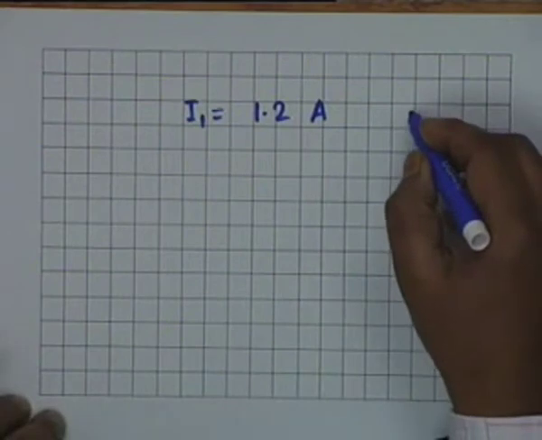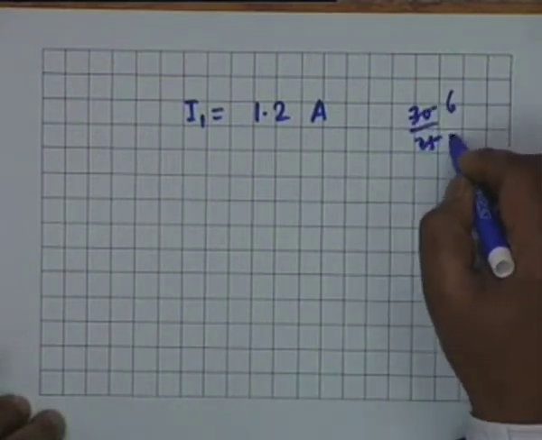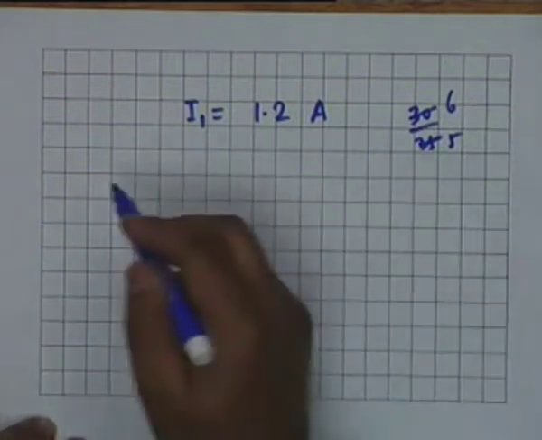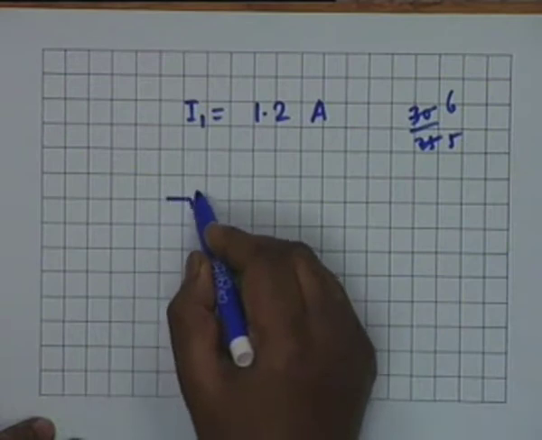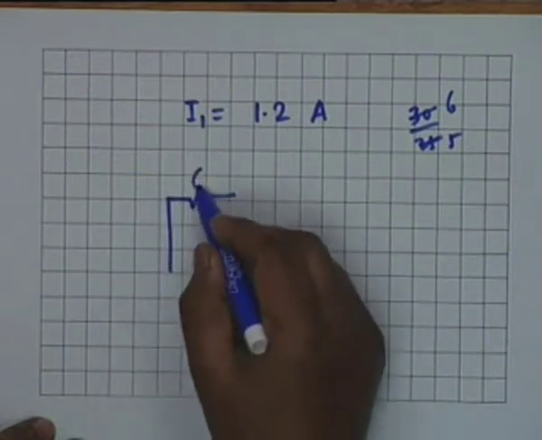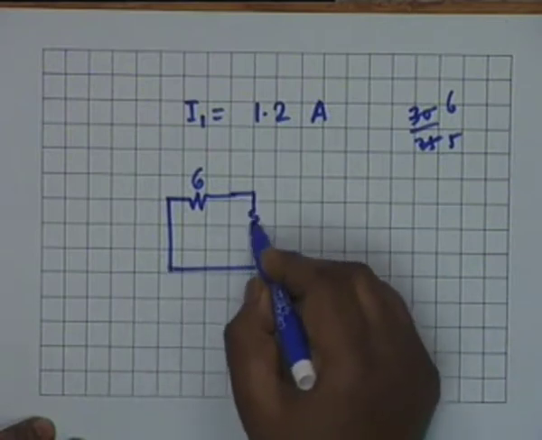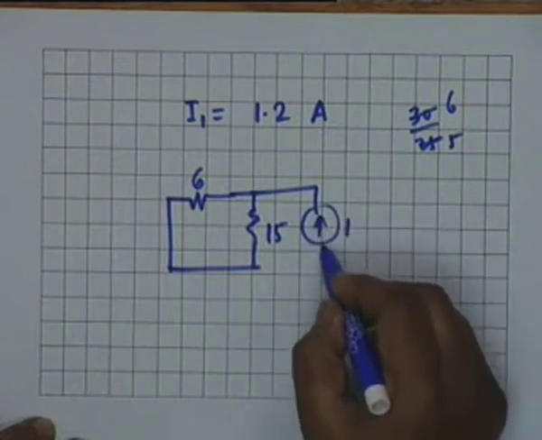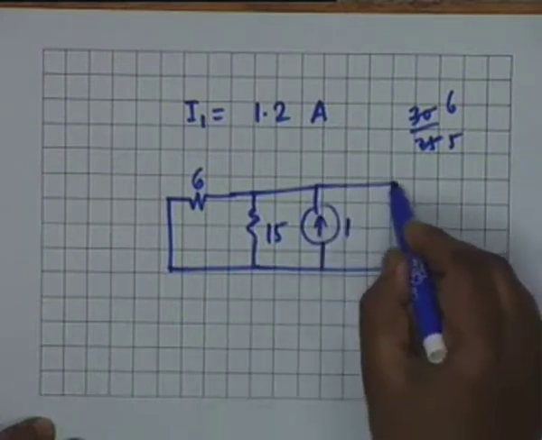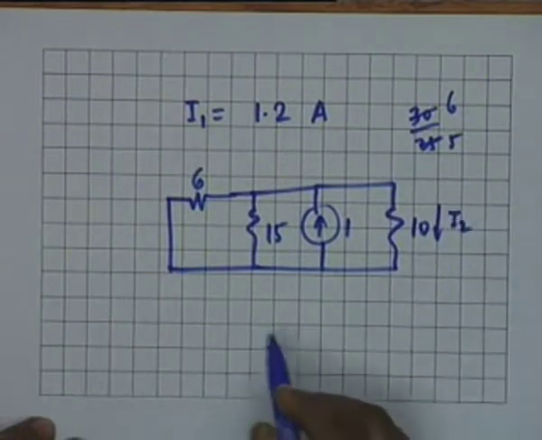5 to 30 divided by 25, maybe you are right, 1.2, okay, agreed. All right, then the other part is that we kill the 24 volt source, so we short circuit this, and then we have the 15 ohm, then we have the 1 ampere source and the 10 ohm resistance, and this current is I2.